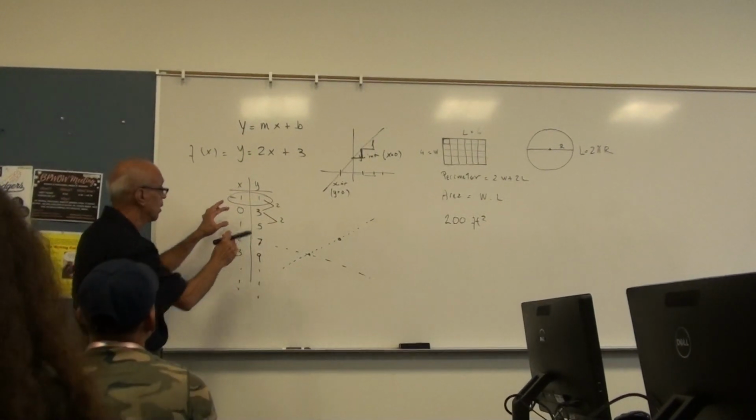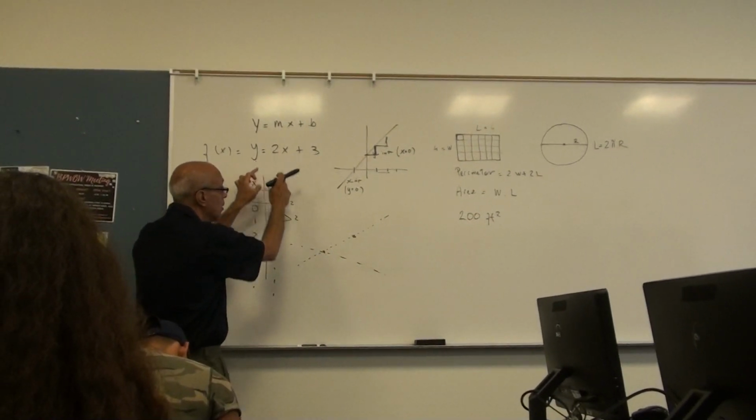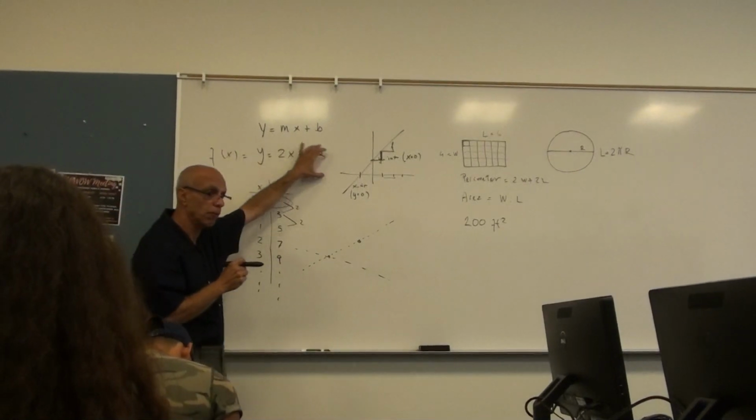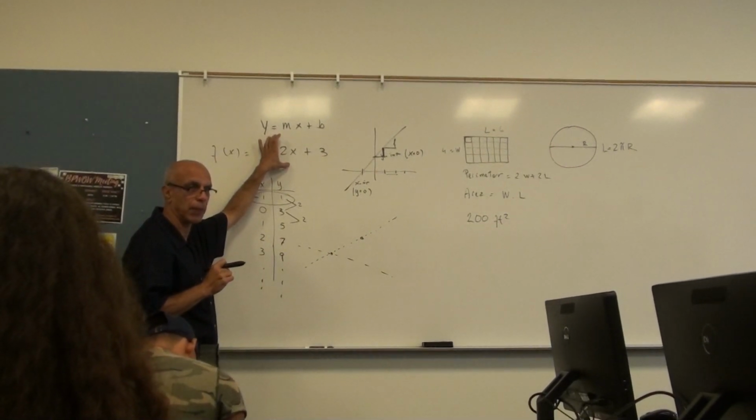Now, remember, each point here, the pair of these 2 numbers, is a point on the line. It is a solution for this equation. Each point is a solution for this equation. Is that okay?